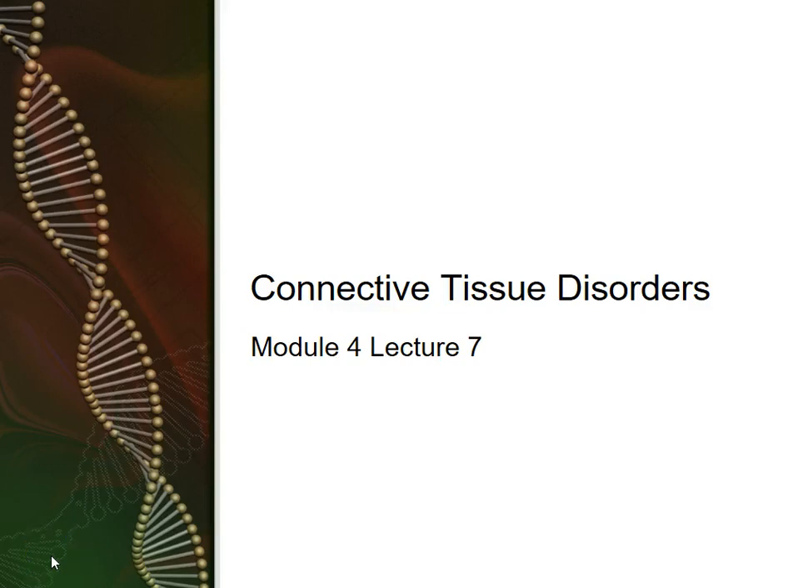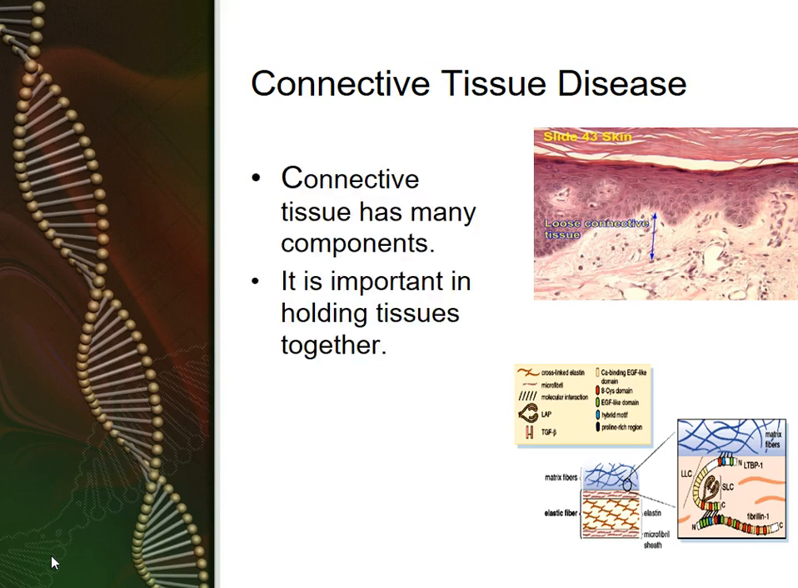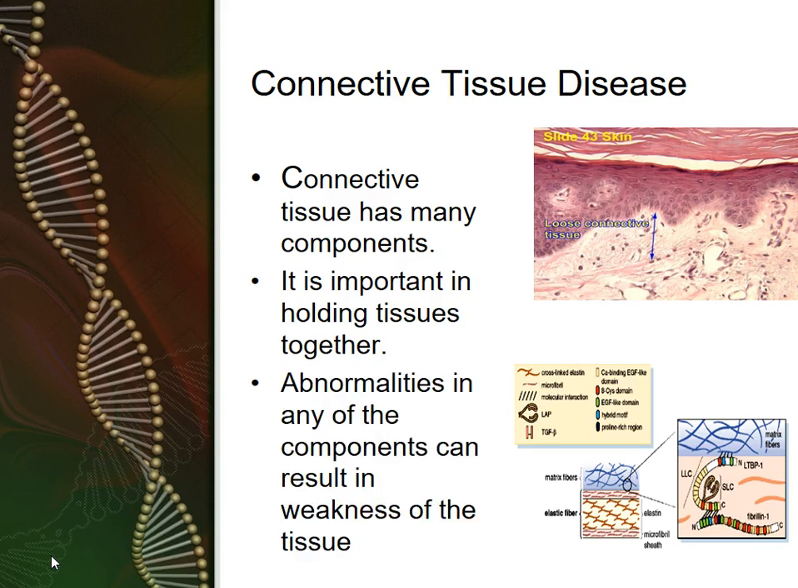Connective tissue disorders, module 4, lecture 7 in the genetic series. Connective tissue has many components. It is important in holding tissues together. It holds our bones together, it holds our joints together, and most importantly, it holds major vessels in the heart together. Abnormalities in any of the components of connective tissue can result in weakness of the tissue.